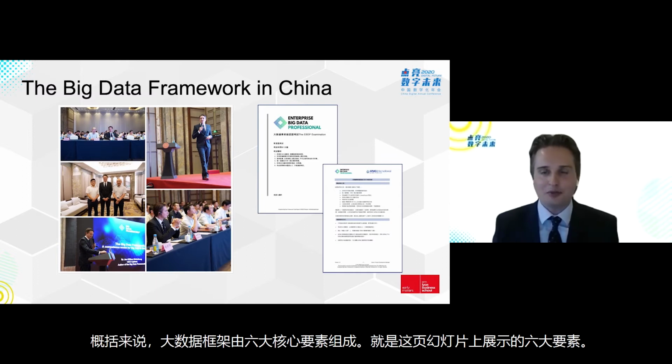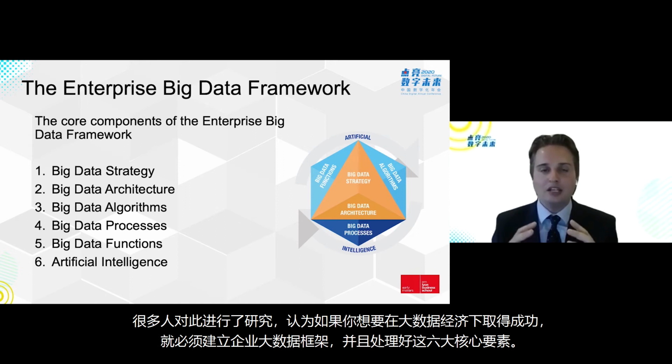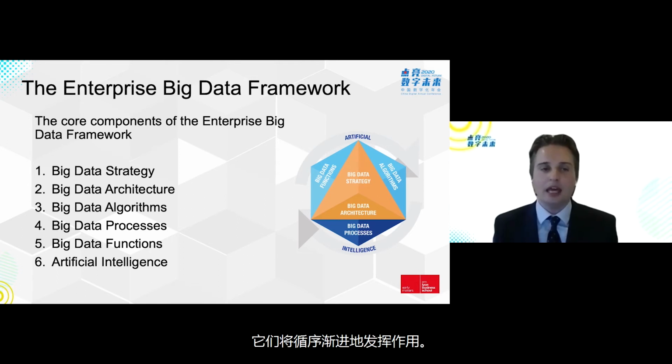The Big Data Framework, in a summary overview, consists of 6 core components. And those 6 core components you see right here on the slide in front of you. It has been researched by a lot of different people that you will need to set up an enterprise big data framework and take care of all of these 6 core elements in order to be successful in the big data economy. And they will work sequentially.